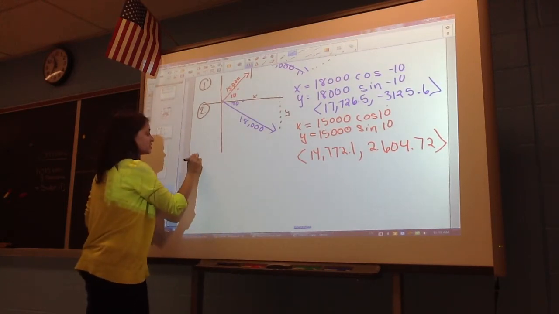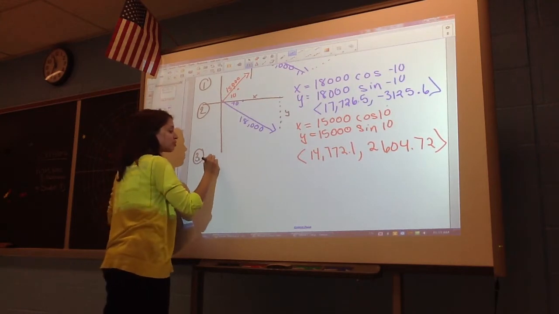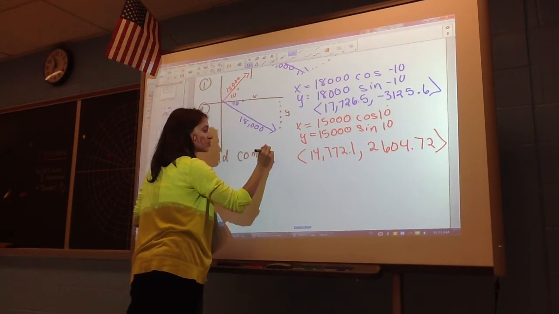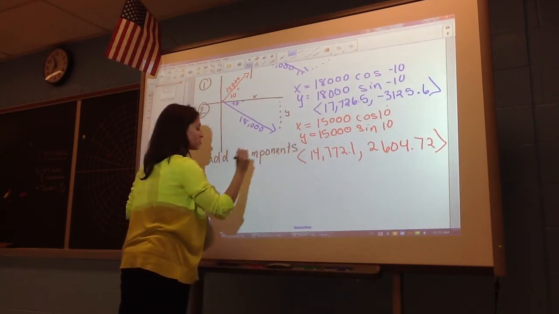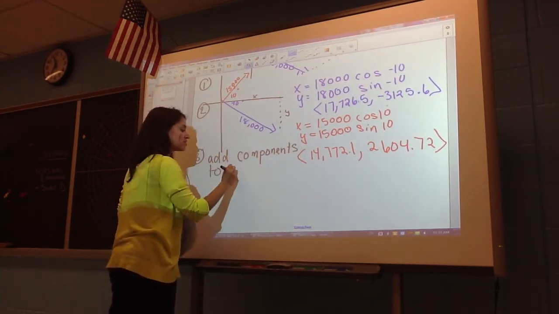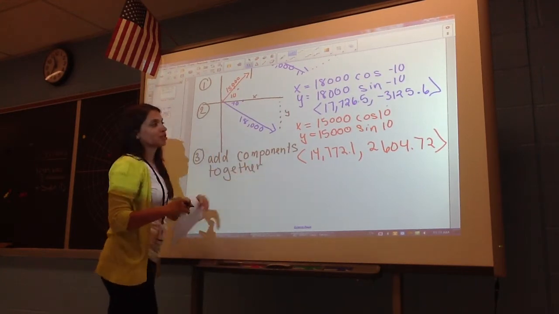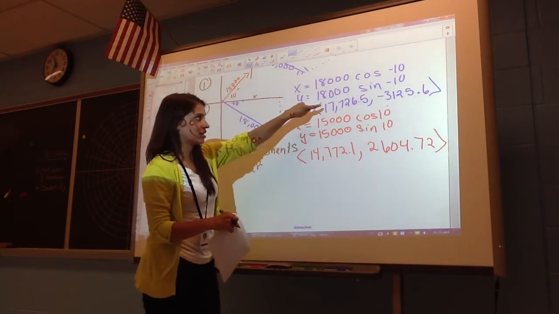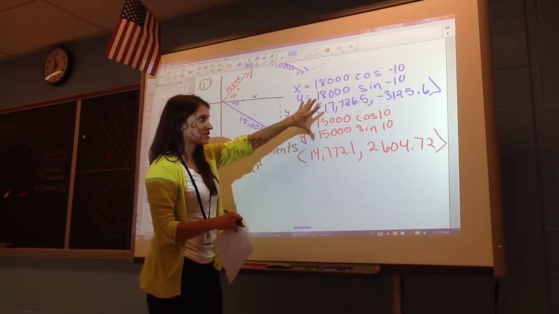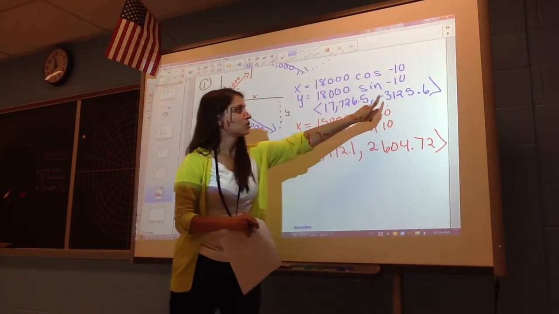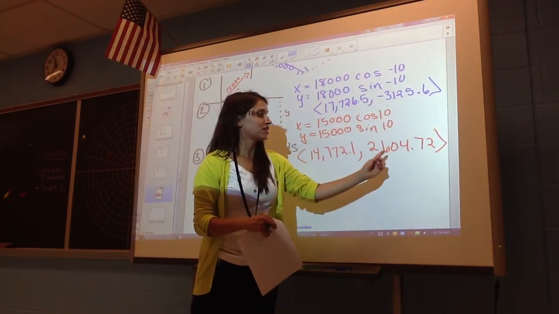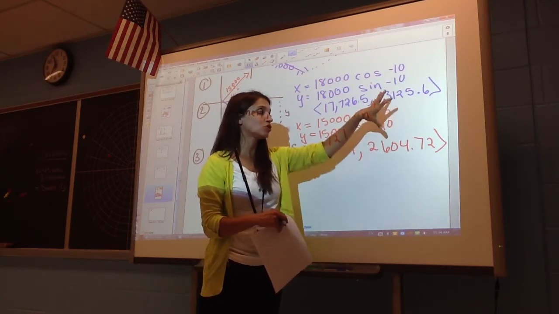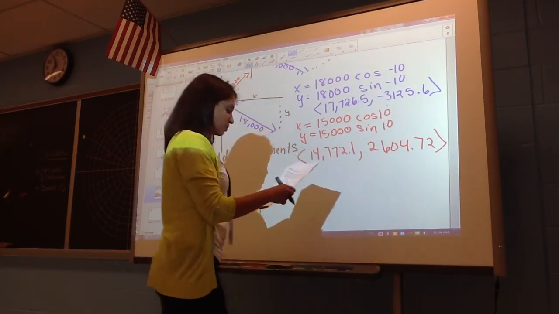Step 3, add component vectors together. Add the x's, add the y's. So I'm going to take this blue vector and this red vector and add their components together. 17,000, 14,000, those get added together. They're both x's. Negative 3,125.6 and a positive 2,604.72, those get added together because those are our vertical components.